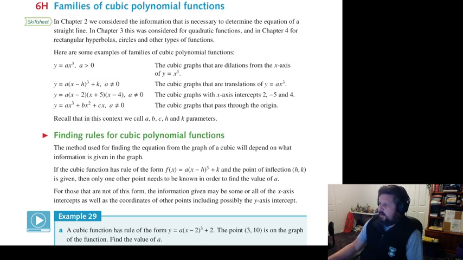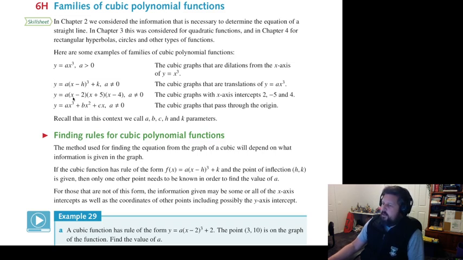Obviously again you can have the translation format of a cubic. It operates very similarly to quadratics. Again, the k value determines how far up or down the graph is translated. This h value that's here determines how far left or right it is translated. So you can have that type of format again, which is useful if you know it's about translations.